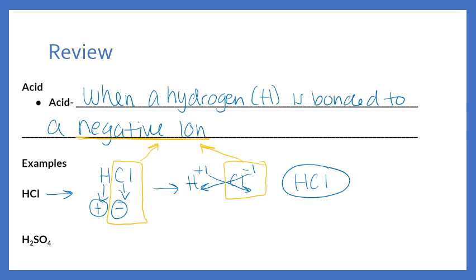All right, and let's look at another example. H2SO4. H takes that plus 1 charge. SO4 takes that minus 2 charge. Again, SO4 is that negative ion that we were just talking about. So it's whenever a hydrogen is bonded to a negative ion. Okay, that's an acid.